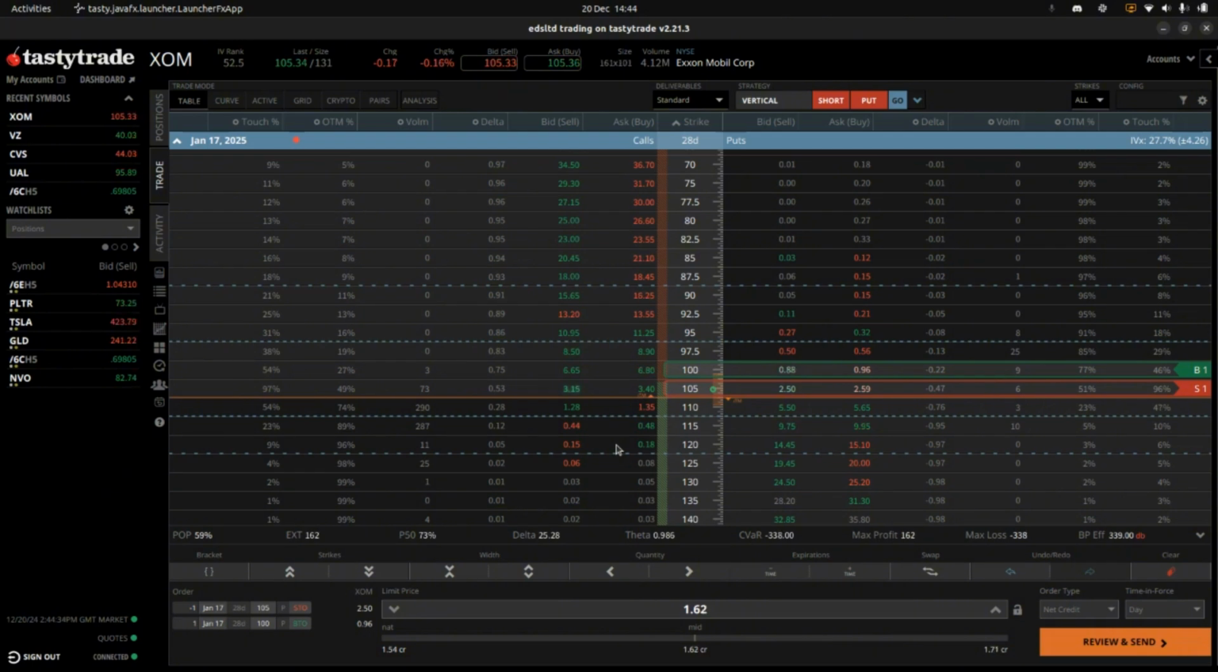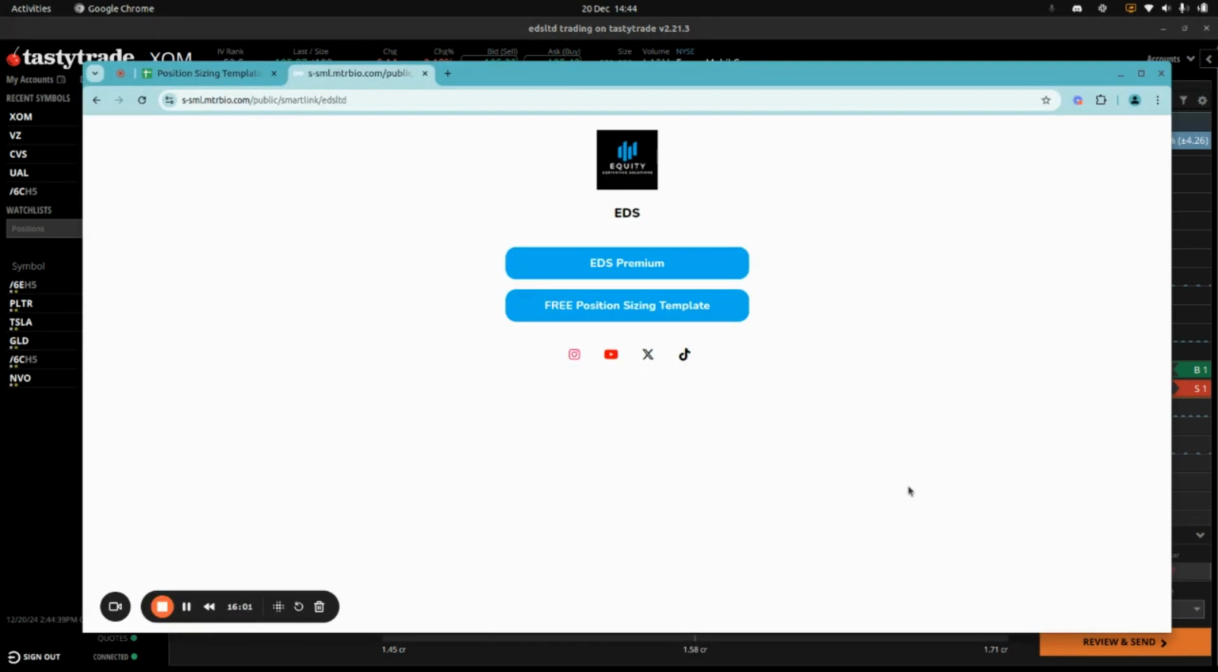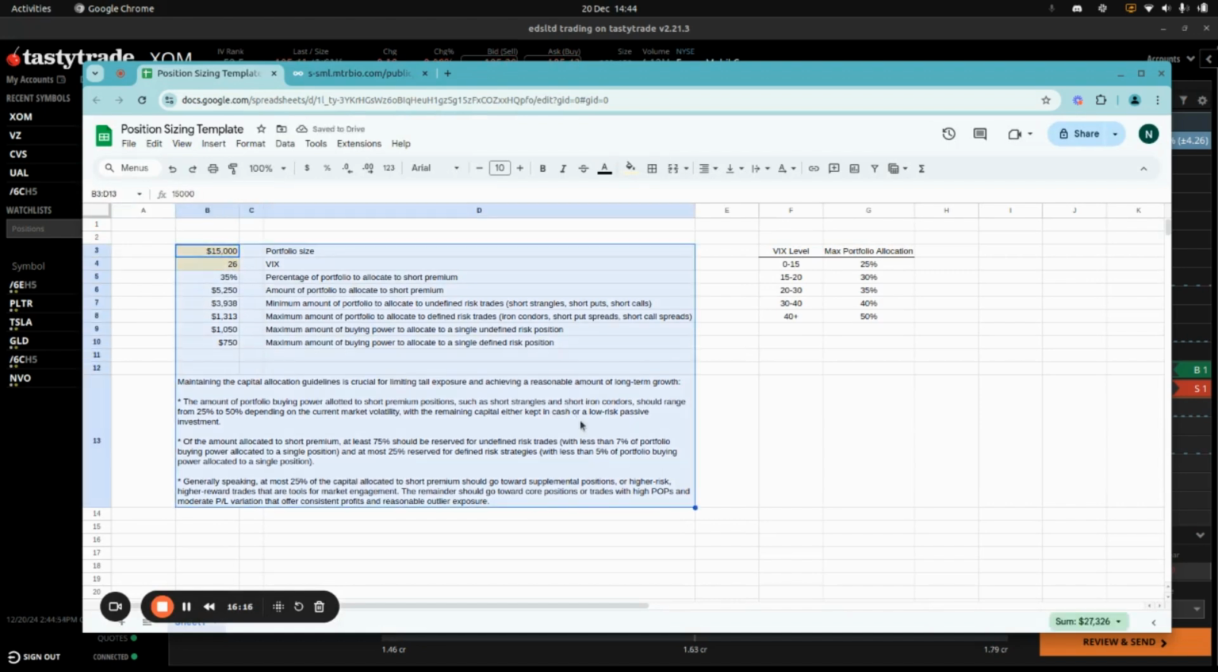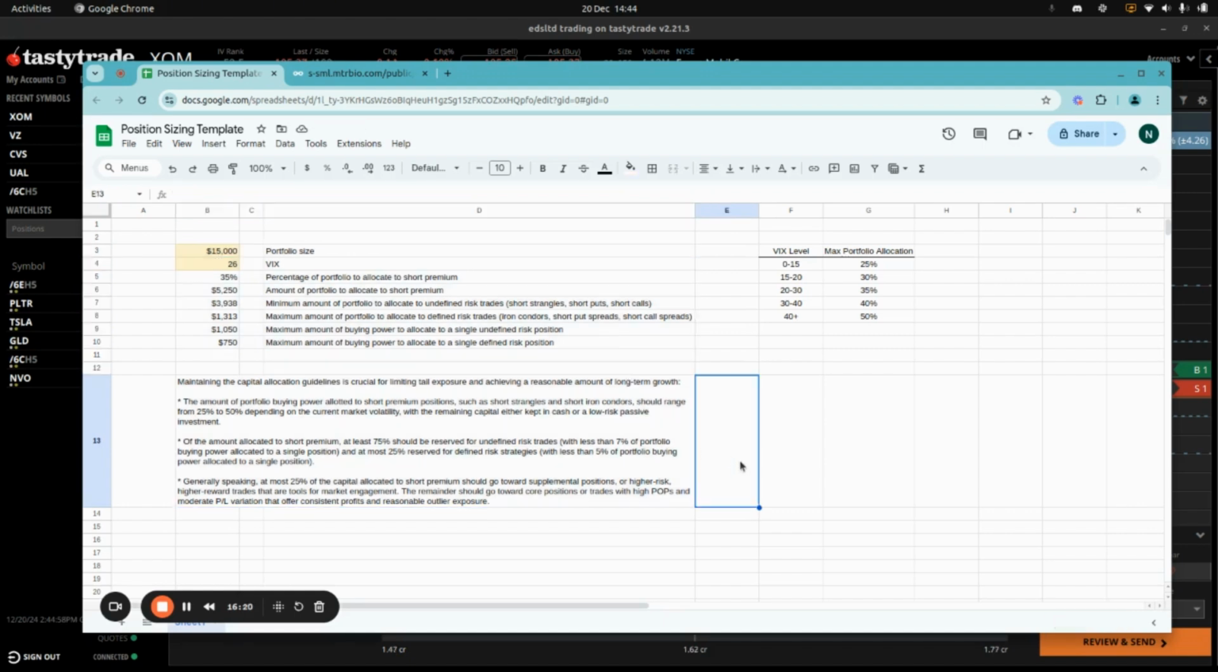Now, if you want to know how much buying power you should be allocating to your positions, we've created a position sizing template that's free for everybody to use and get a copy of. Link is in the description. The way it works is you enter in the size of your portfolio at the top, and then you enter in whatever the current VIX level is, and everything below will then be automatically calculated for you. And at this point, you simply just need to use this information to form the backbone of your portfolio.